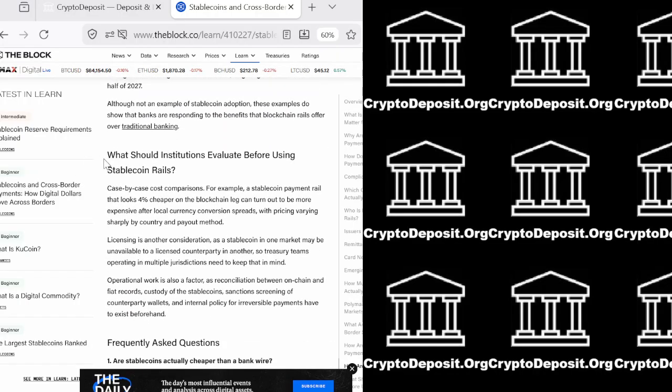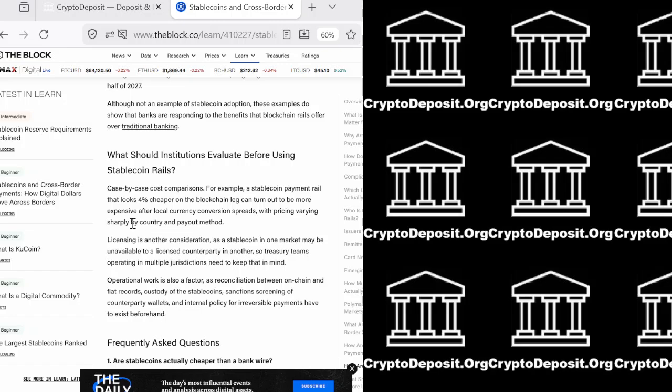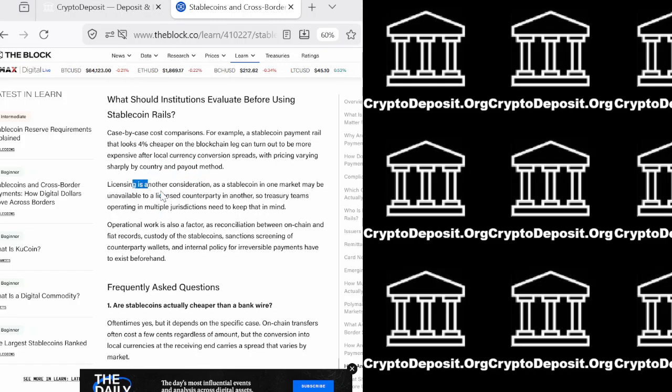Now, what should institutions evaluate before using stablecoin rails? Case-by-case cost comparisons. For example, a stablecoin payment rail that looks 4% cheaper on the blockchain leg can turn out to be more expensive after local currency conversion spreads, with pricing varying sharply by country and payment method. Licensing is another consideration, as a stablecoin in one market may be unavailable to a licensed counterparty in another.